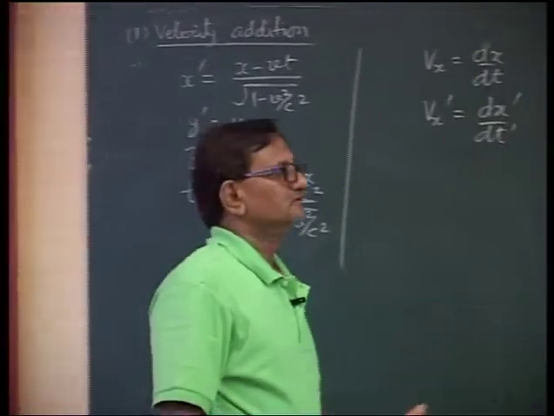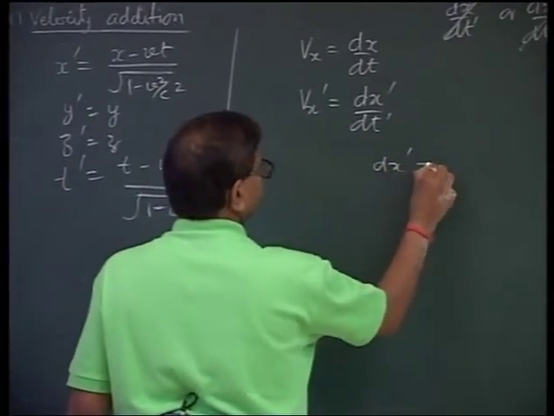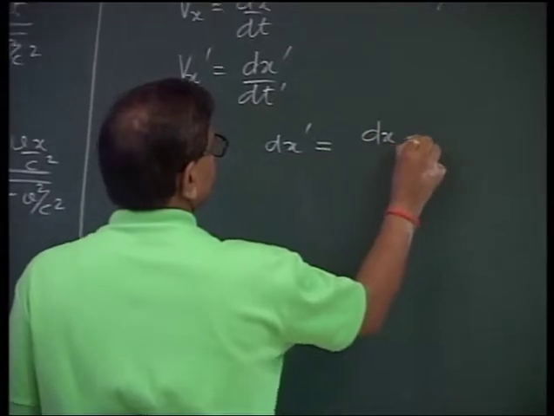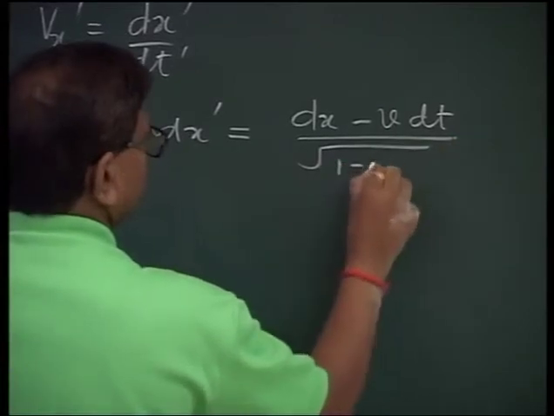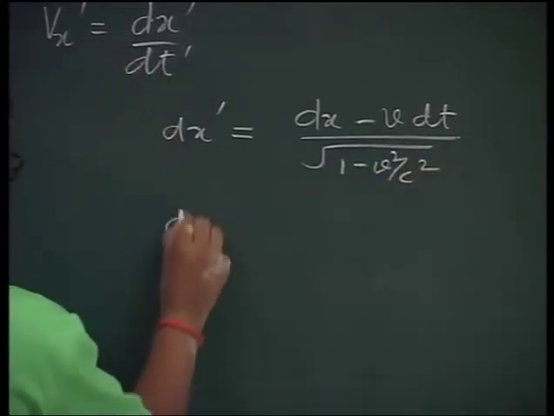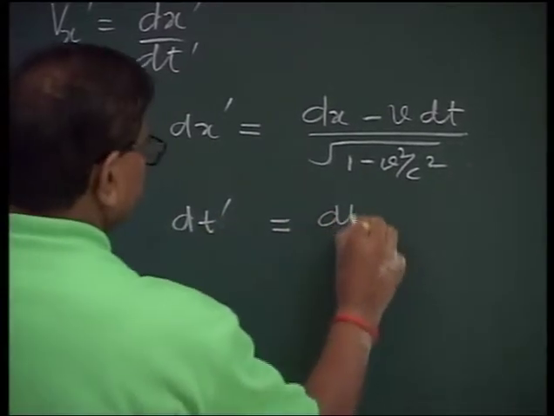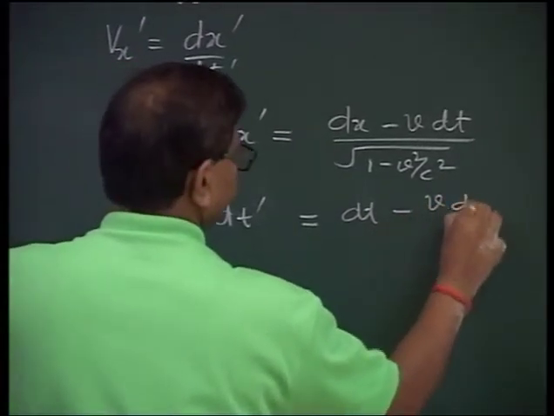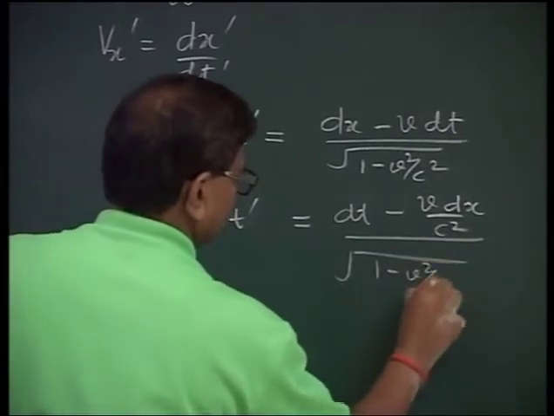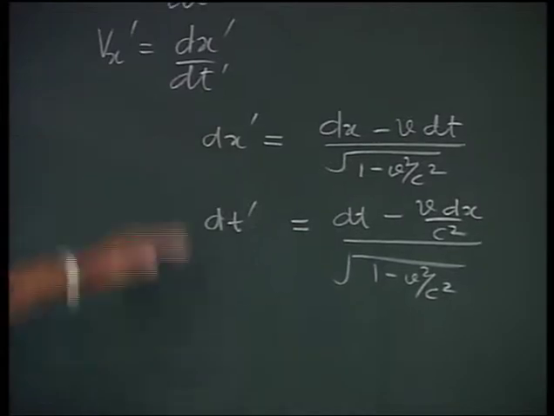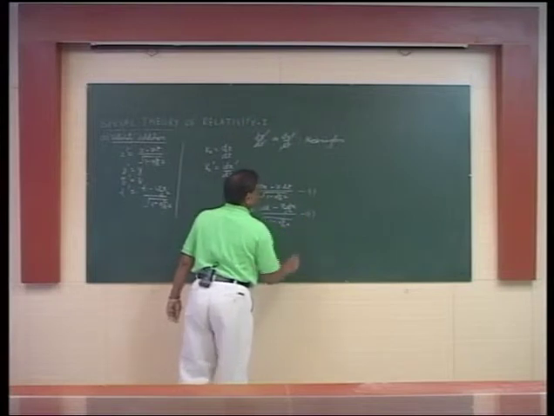and we see dx dash will be equal to dx minus v dt upon under root 1 minus v square by c square, and correspondingly dt dash will be equal to dt minus v dx by c square upon under root 1 minus v square by c square. We divide these equations. Divide first equation by second equation.